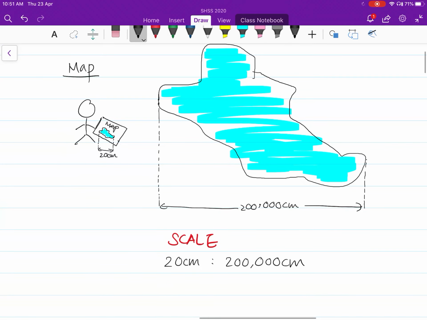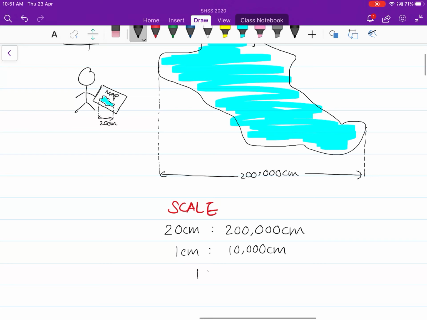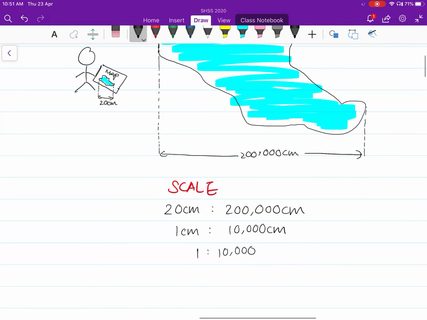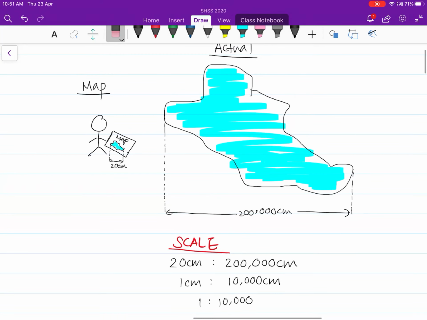But of course, the map isn't going to tell you this exact 20 cm is to 200,000 cm. They will simplify it, so they divide by 20 on both sides. You'll get 1 cm is to 10,000 cm. But they also will not write the units, so they will just write 1 is to 10,000. That means, on the scale provided in the map, 1 cm represents 10,000 cm.